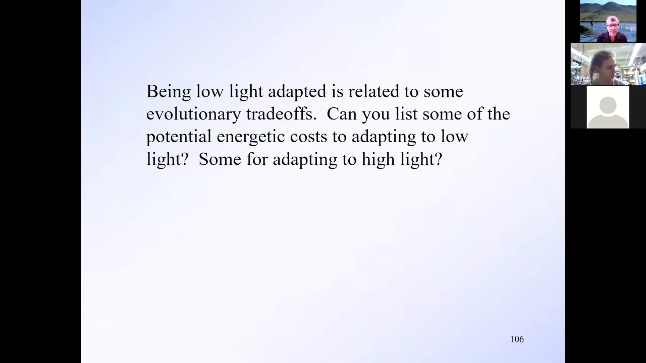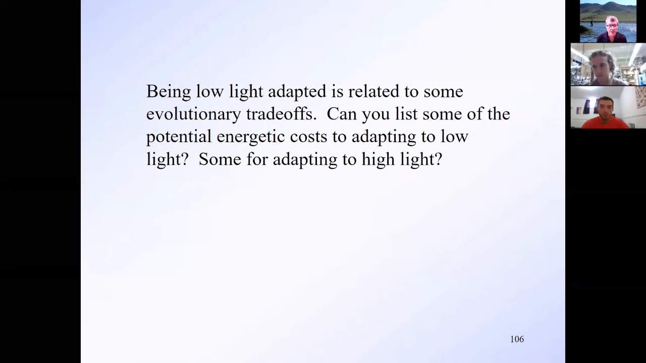If you're adapting to low light as a photosynthetic organism, and it could either be long-term evolutionary adaptation or short-term changes in physiology that lead to this, but there could be some evolutionary trade-offs in this that make it so you can't be both high light and low light. So can you list some potential energetic costs of adapting to low light and some for adapting to high light?